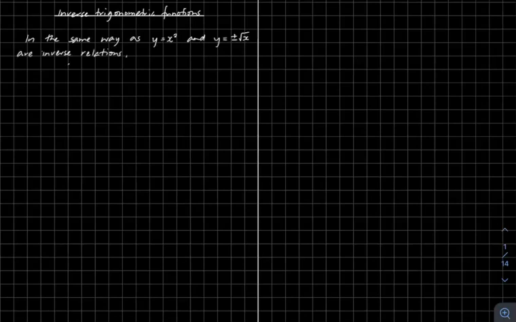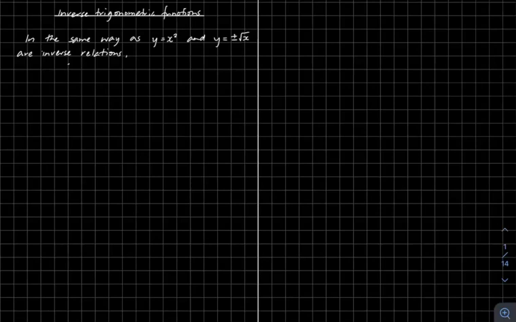We sometimes think of them as the things that sort of undo an operation. So here's another one. In the same way as y equals x squared and y equals plus or minus the square root of x are inverse functions or inverse relations if we take the whole of the plus and minus square root of x. So they are things that sort of do the opposite to each other. One sort of undoes the effects of the other.